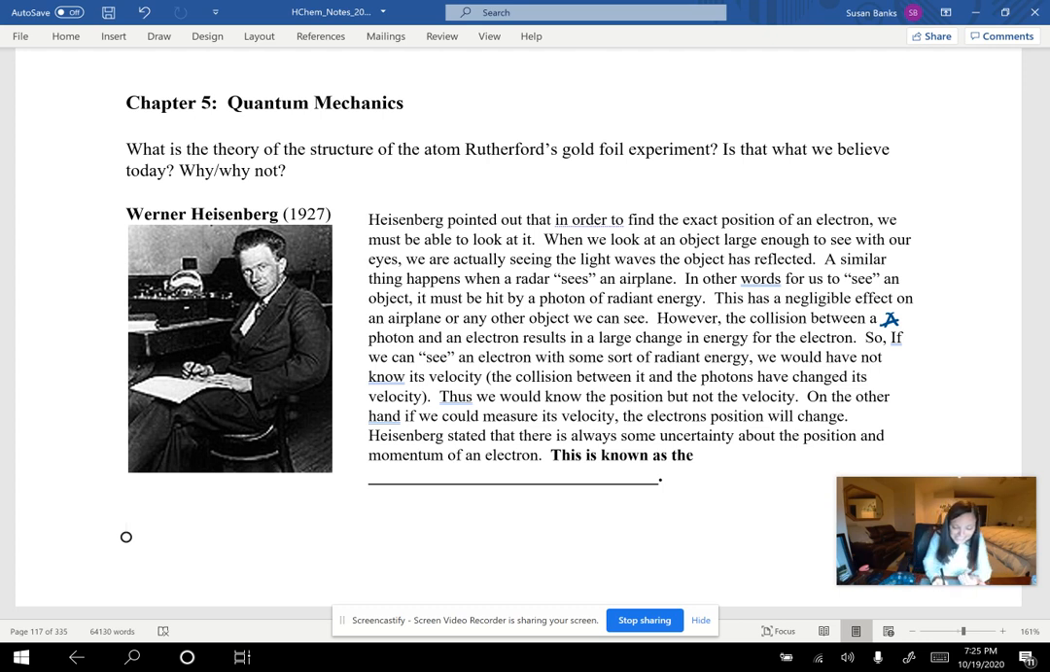So if we can see an electron with some sort of radiant energy, we would not know its velocity because we have just hit it with a photon and changed its velocity. And we have also changed the direction it was normally traveling in as well. Thus, we could know the position at that instant, but we would not know the speed, and we would not know the direction that it's traveling in.